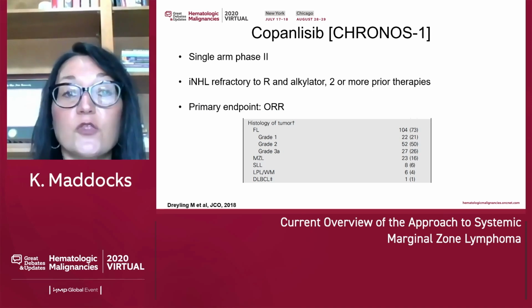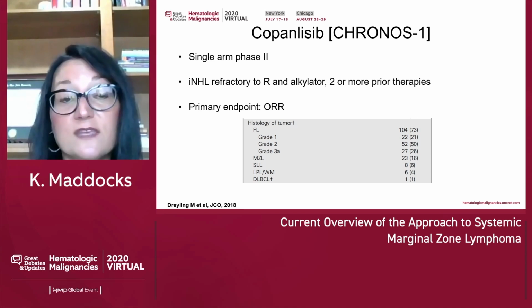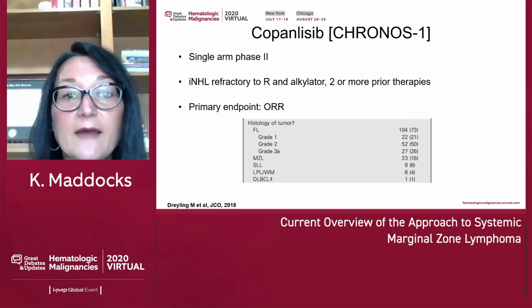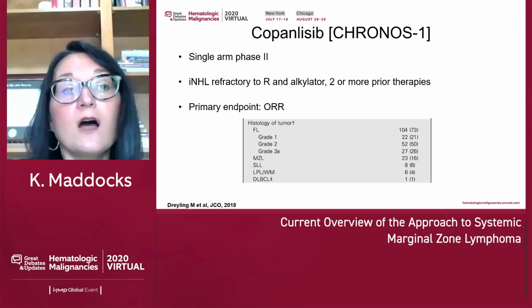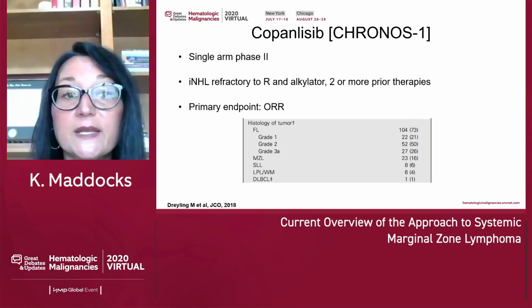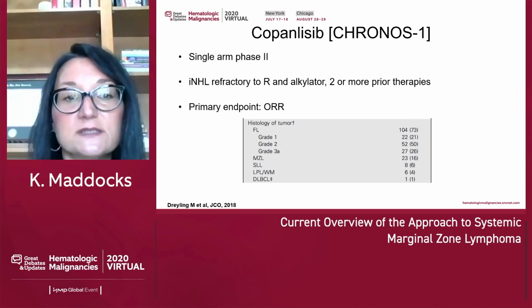Copanlisib, so this is a third PI3 kinase inhibitor. Copanlisib is different than the other two in that it's an IV therapy given every 3 weeks until progression, whereas idelalisib and duvelisib are both oral therapy options. Copanlisib was also evaluated in a single-arm phase 2 study in indolent non-Hodgkin's lymphoma refractory to rituximab and an alkylator, or patients who had received 2 or more prior therapies.